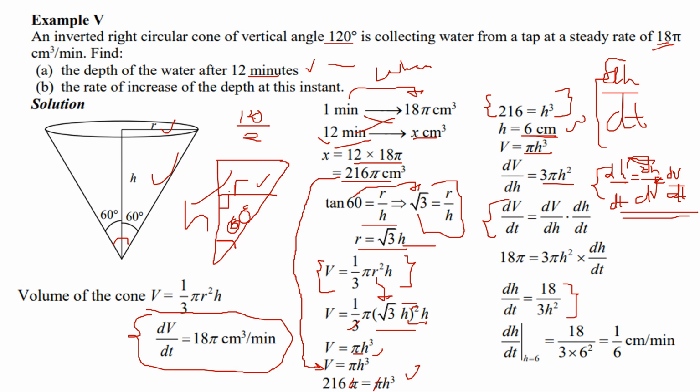And then remember that we created our when condition that h is equal to 6 centimeters. So we substitute for the value of height and remain with 18 divided by 3 times 6 squared, which gives you 1/6 centimeters per minute. Remember that the units that were given were in terms of per minute. Don't forget that, and you substitute with seconds. Actually, some marks come on the SI units. That's with applications of differentiation.